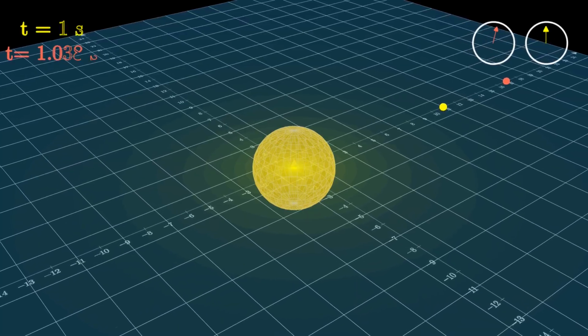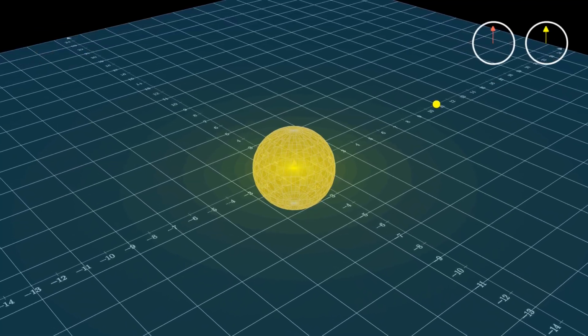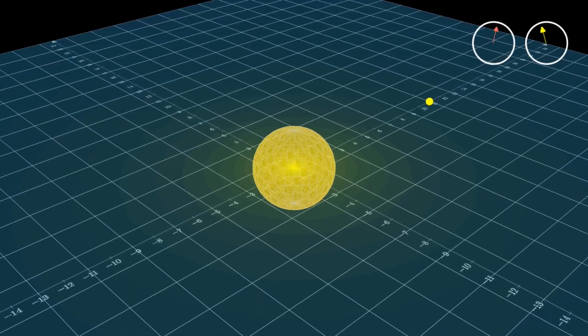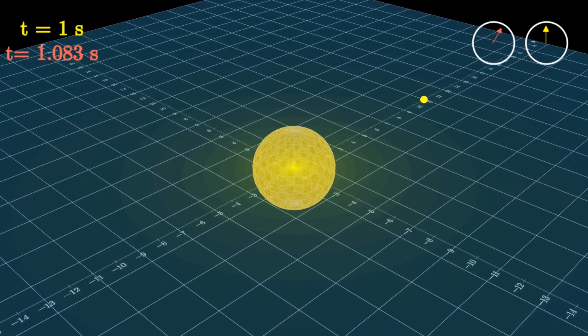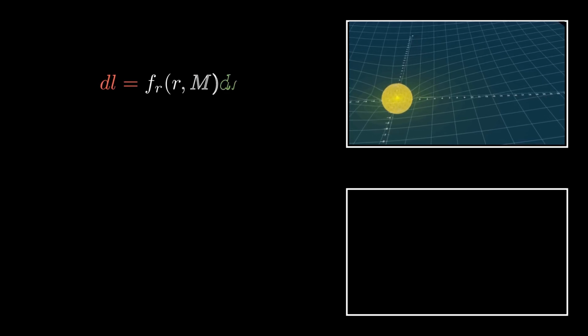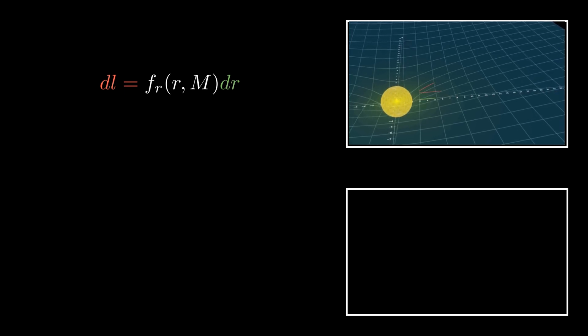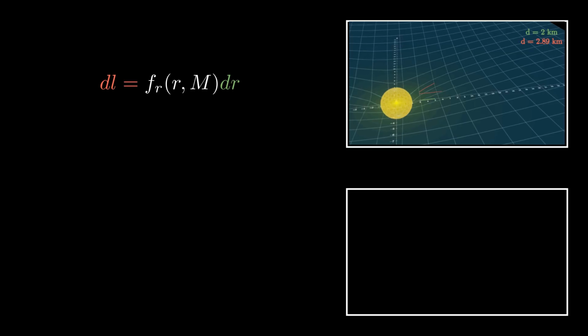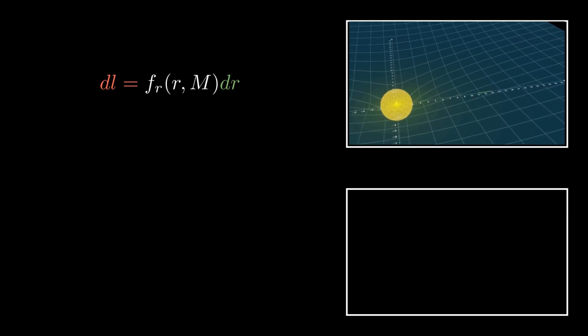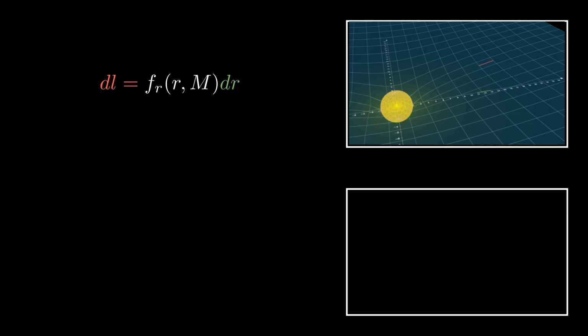So, not just space gets stretched, but the entire fabric of space-time gets deformed due to the presence of massive objects. Now, for this last part, we'll see how to describe this mathematically. First, we saw that distances get stretched, and the amount depends on the position. Therefore, we have to work infinitesimally and say that dl, the actual physical distance, equals some function that depends on r, and probably also the mass m at the center, times an infinitesimal coordinate distance dr.